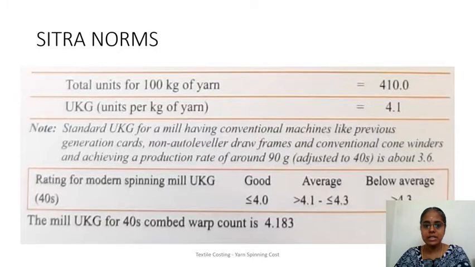A mill is rated good if its UKG is less than or equal to 4, and it is rated average if its UKG is between 4.1 and 4.3, and the mill is rated below average if its UKG is greater than 4.3. This rating is based on power costs.